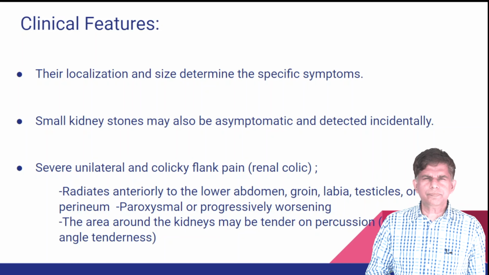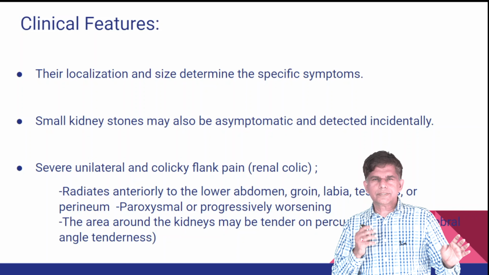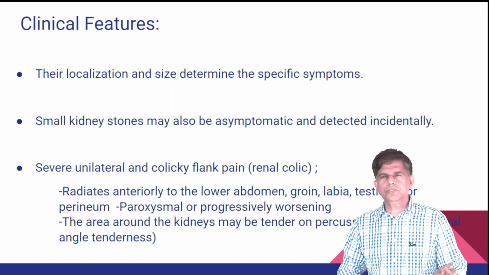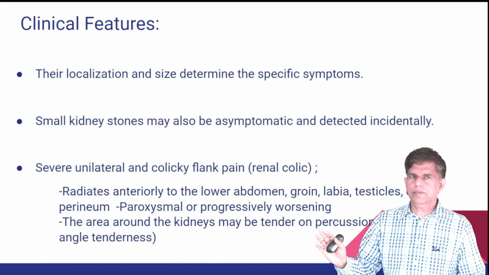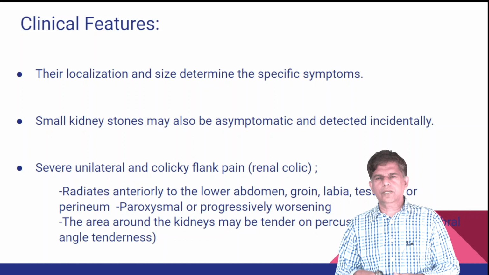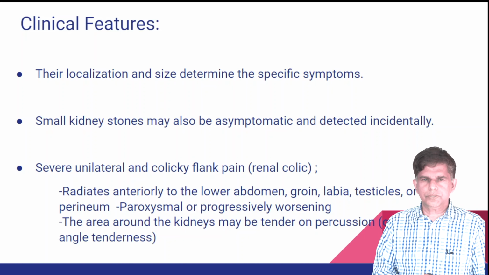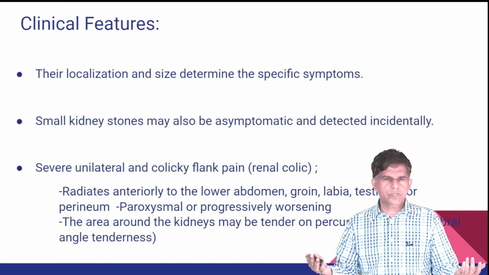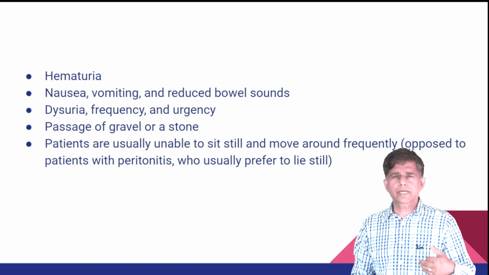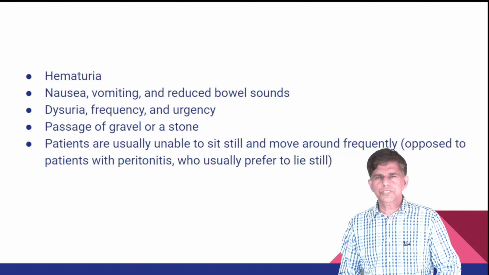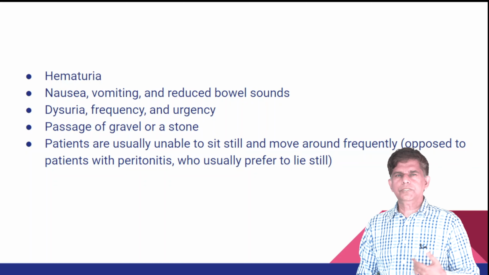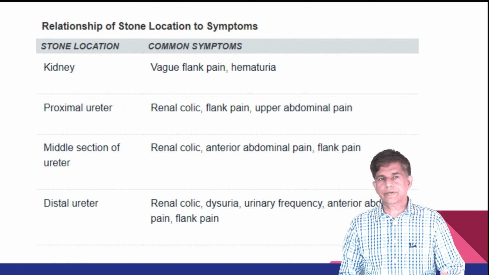And the pain and the clinical features kind of depend upon where exactly the stone is. We're going to come back to that later. And then if there are small kidney stones, if it's asymptomatic, don't worry about it. And the classic pain, what is it? Pain radiating to the groin, lower abdomen, labia, testicles, okay? And you've got costovertebral tenderness. And those are the main. Then you can have hematuria, nausea, vomiting, dysuria, frequency, urgency of urine, passage of stone, patient unable to sit still because of the severity of the pain.